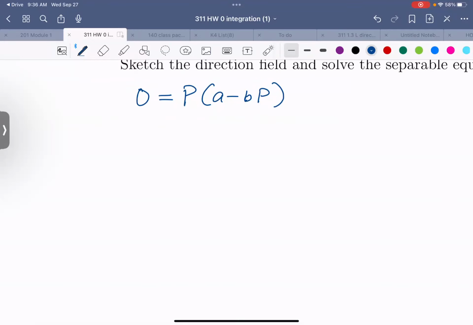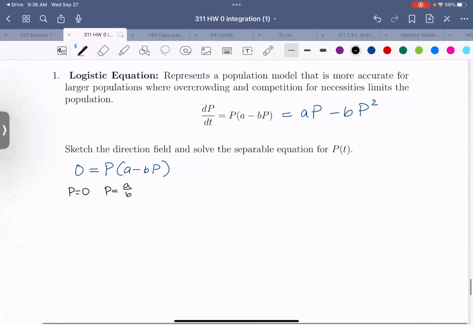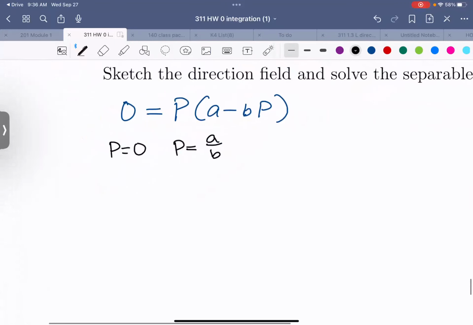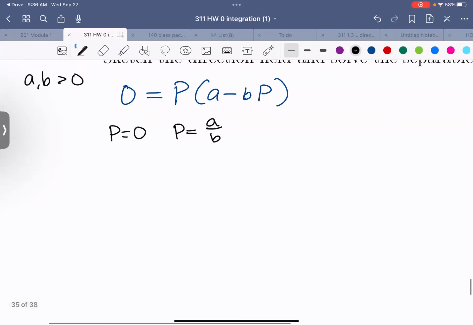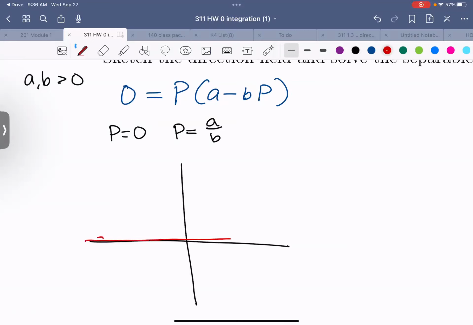And then set those two factors equal to 0. So that's going to give me P equals 0 as an equilibrium solution. And it's going to give me A over B. For now, let's assume that A and B are positive, so that we can sketch it. If we assume that A and B are positive, then our direction field is going to have two equilibrium solutions. We have one at 0.